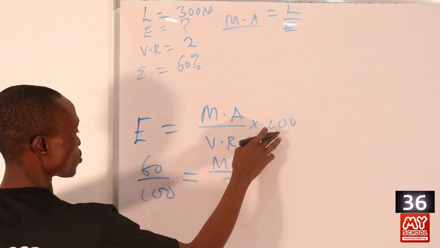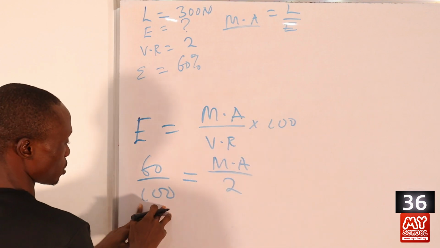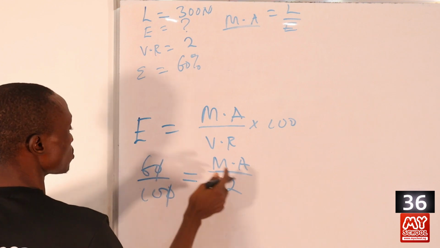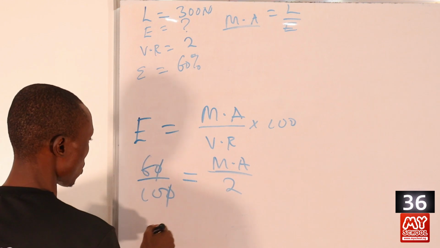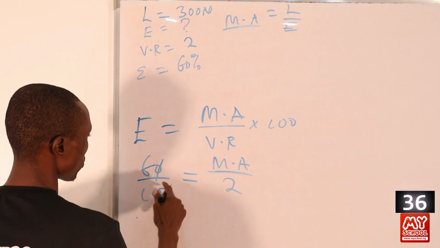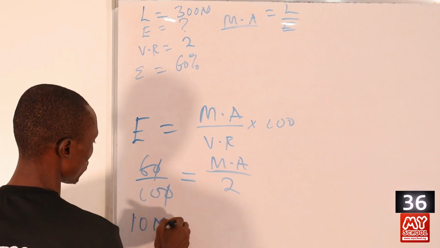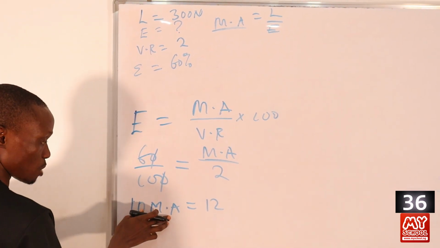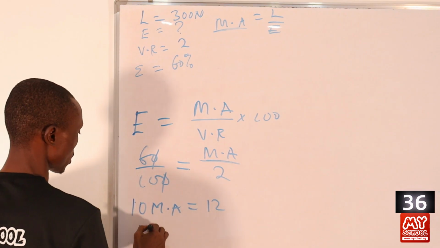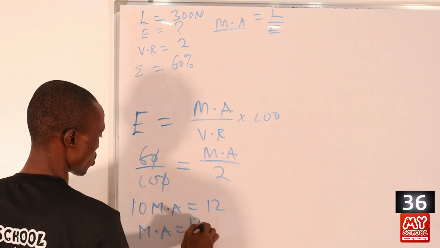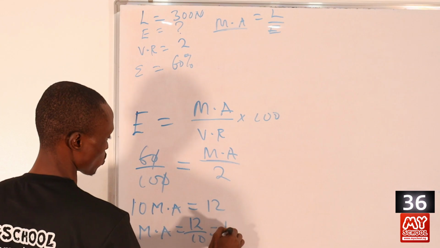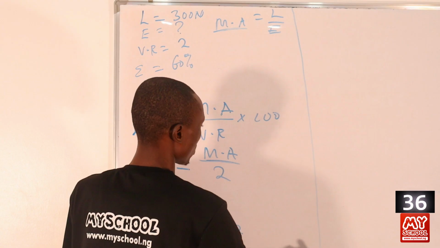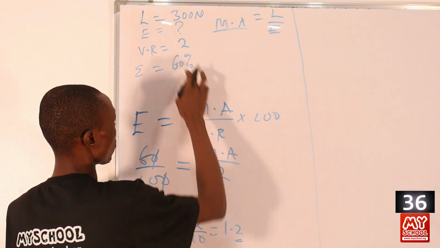So there's no need for the 100% again because of the over 100 here. So we just cross multiply. The 0 will cancel 0, and cross multiplying, we have 10 times M.A equals 12. We divide both sides by the coefficient of the mechanical advantage, so the mechanical advantage is equal to 12 divided by 10, which is 1.2. Now that we've calculated the mechanical advantage, we can move ahead to solve for effort.